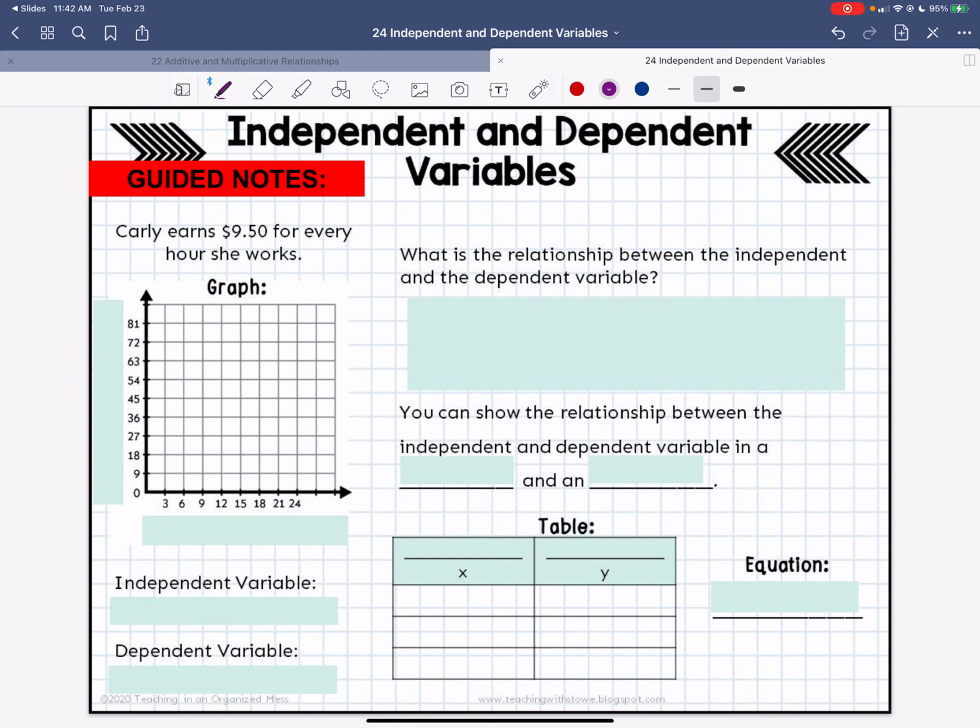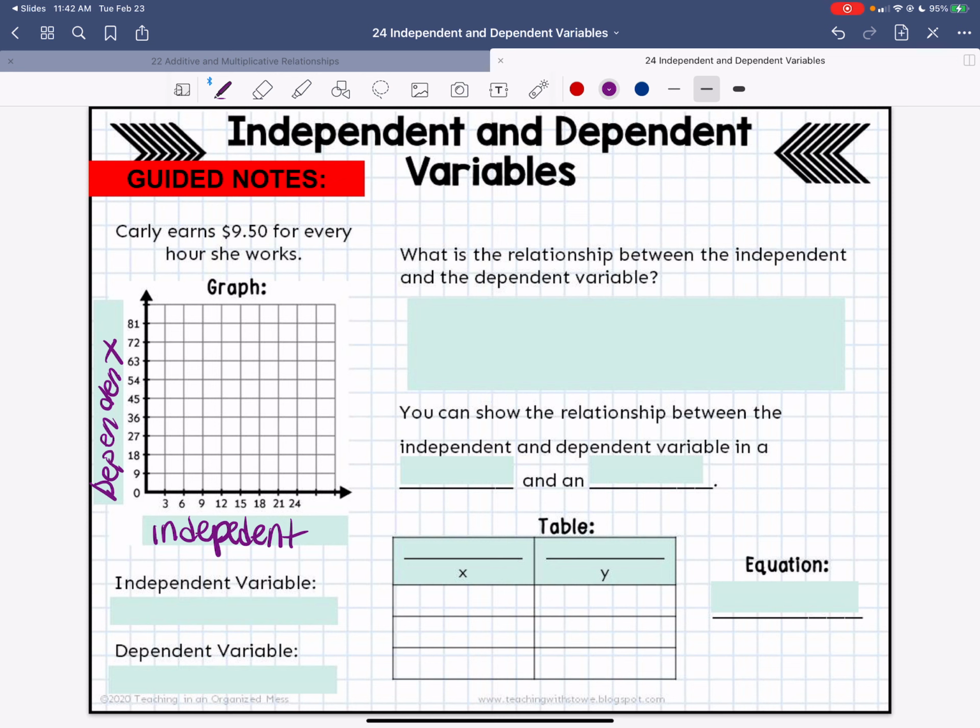Okay, so the first thing we're going to do is label it on the graph. We're going to label independent. Independent is always the X, is always horizontal. And then we're going to label this dependent.